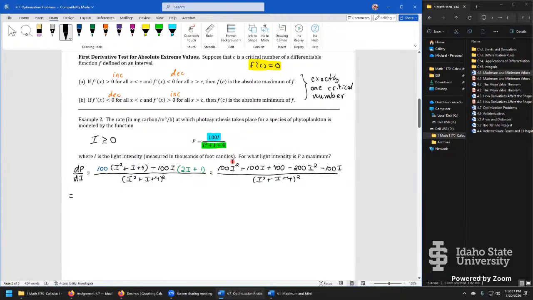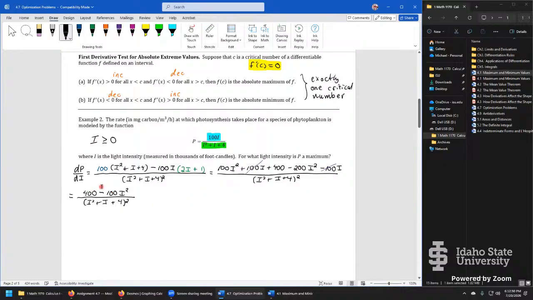So let's see what we have here. 100i is going to bounce with minus 100i, so we have a quick cancellation going this way. Then, altogether, we'll have 400. 100i squared minus 200i squared gives us negative 100i squared, all over I squared plus I plus 4 squared.